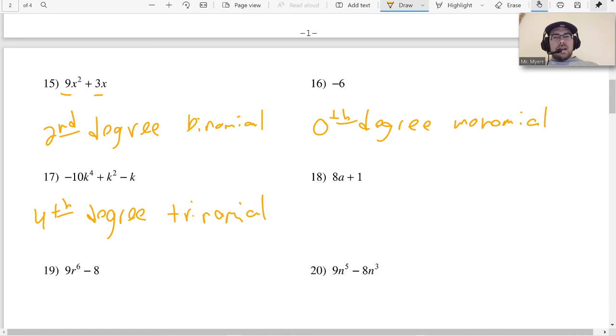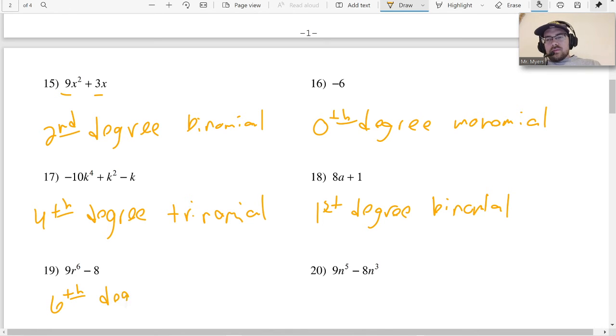This one is a first degree. So it's linear. First degree binomial. Alright, this is a sixth degree. Sixth degree binomial. Oh, I keep forgetting to change the color. I'll change the color out after this one.